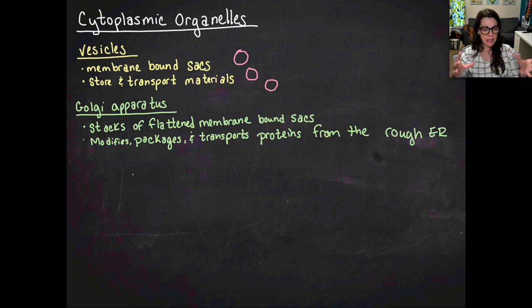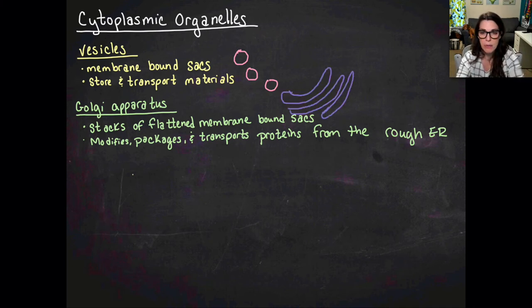So basically the rough ER is going to make proteins. It's going to put them in vesicles, send them to the Golgi. The Golgi is going to go ahead and modify the packaging and then transport them to the cell membrane so they can be brought out of the cell membrane through exocytosis and sent to other parts of the body. So that would be a very poorly drawn Golgi apparatus.